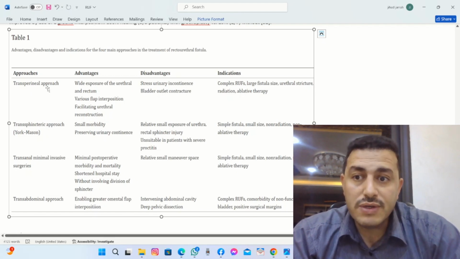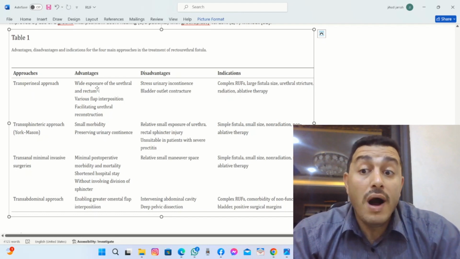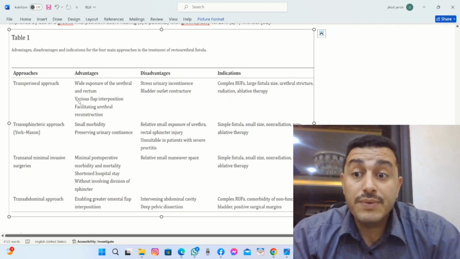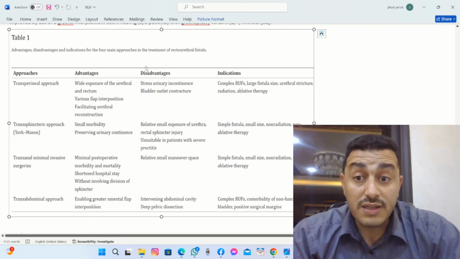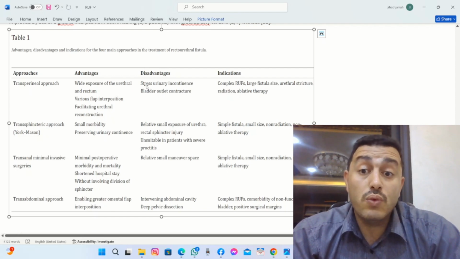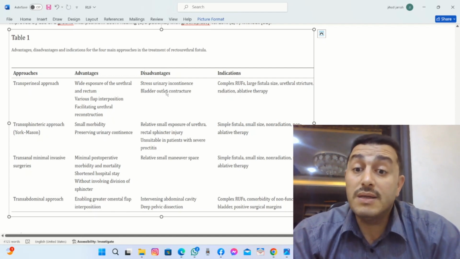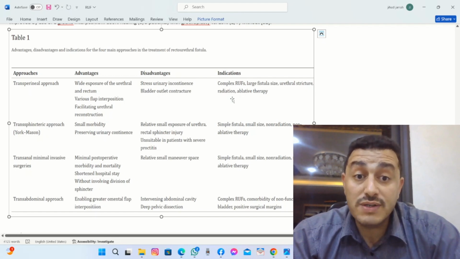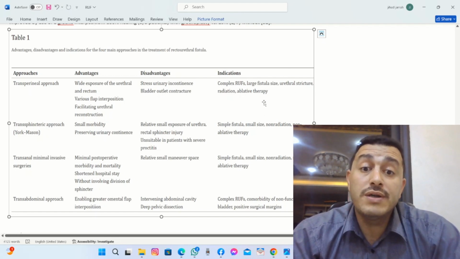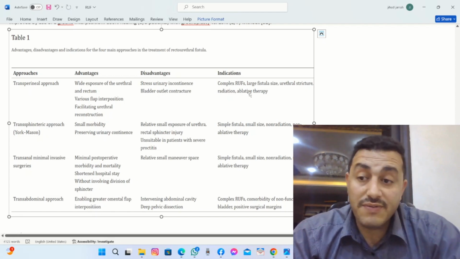Of the transperineal, for example, of the advantages, wide exposure of the urethra and the rectum, various flap interposition options, facilitating the urethral reconstruction. Disadvantages, it is associated with stress urinary incontinence, bladder outlet contracture, and its indication, we said the transperineal is indicated for complex large fistula if we have urethral stricture, radiation, or ablative therapy.